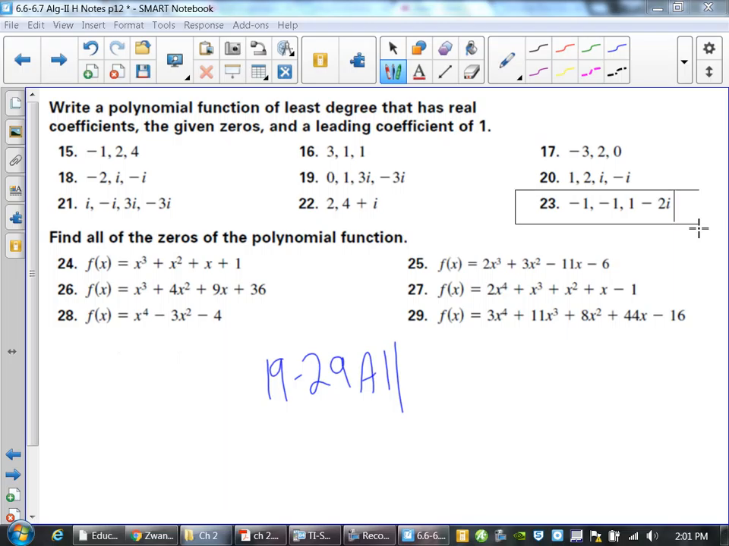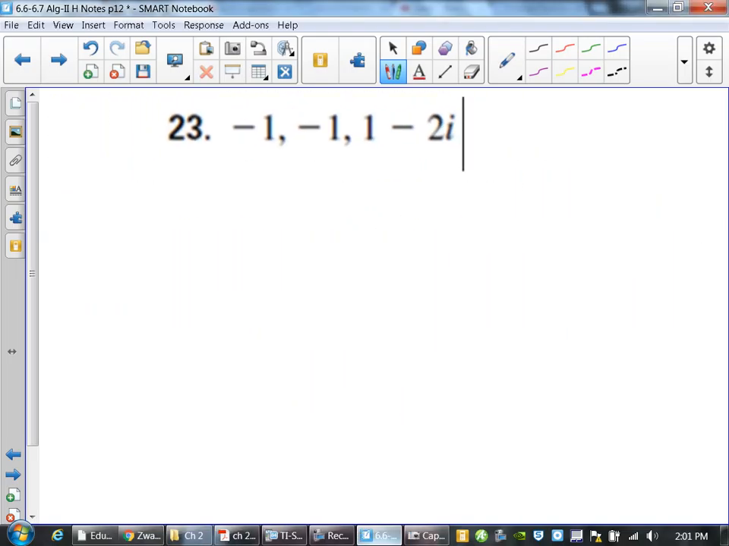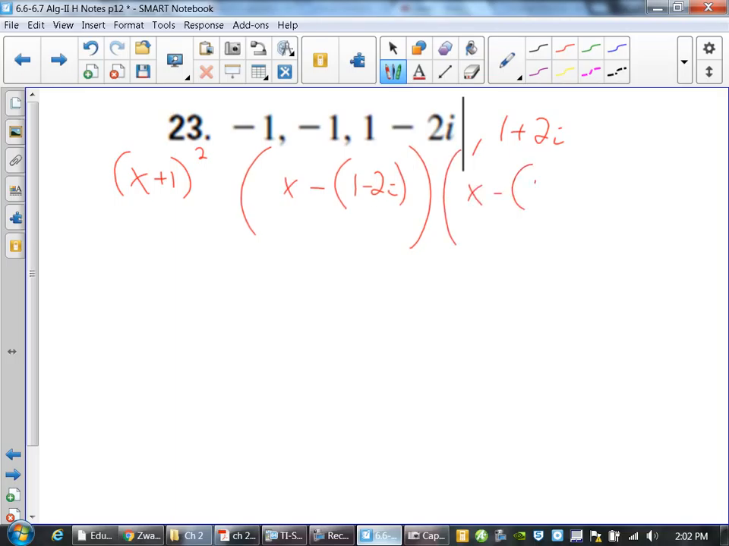Oh, I love 23. So 23 gives you multiplicity at negative 1. Therefore, your term is going to be x plus 1 quantity squared. On the other one, I have 1 minus 2i, so that means there also has to be 1 plus 2i. So I started as x minus the quantity 1 minus 2i, and then x minus the quantity 1 plus 2i.